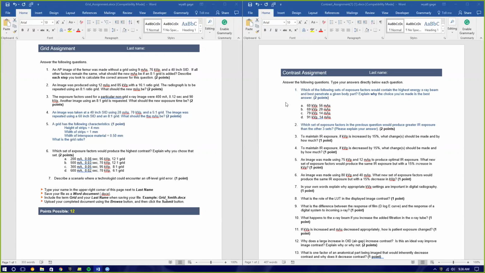Which of the following sets of exposure factors would contain the highest energy X-ray beam and best penetrate a given body part? Explain why the choice you've made is the best answer. So obviously there's two parts to this: between A and D, which one is it, and then also the why part. One thing you want to keep in mind when we talk about penetrability or high energy is that the main emphasis is going to be your kVp. In this instance, for number one, the mAs isn't nearly as important.